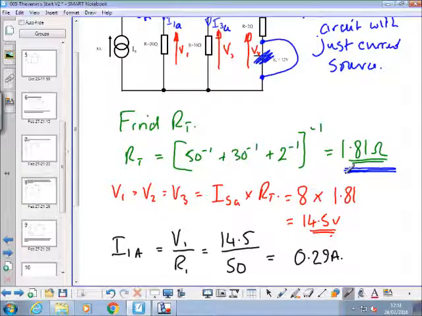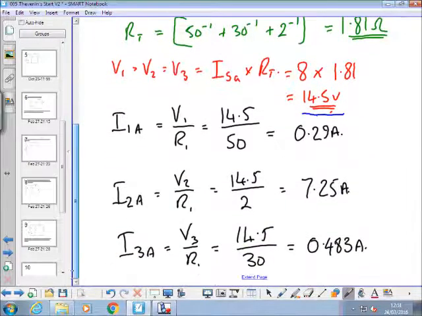Then, as all the 3 resistances in the circuit are in parallel, all the 3 voltages across the resistors are the same voltage, and we found 14.5 volts there. Then we used that 14.5 volts 3 times with the 3 individual resistances to find I1A as 0.29 amps, I2A 7.25 amps and I3A 0.483 amps. So we've got the currents in each leg for circuit A with the current source.